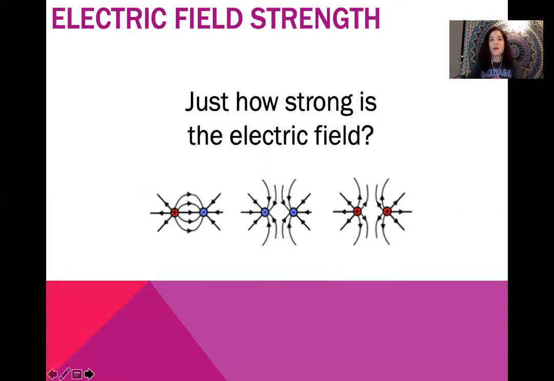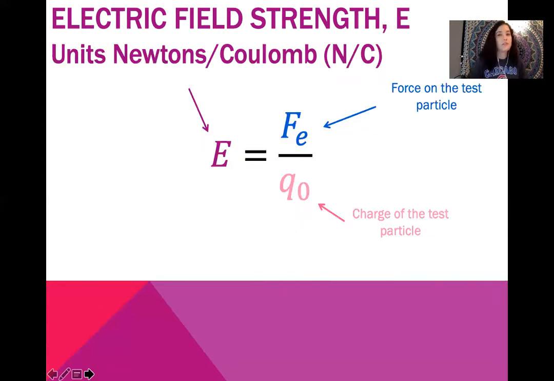So how strong is the electric field? There's a pretty straightforward calculation. Our electric field strength, which we use a capital E for, is measured in newtons per coulomb. So we take F sub E, which is the electric force on the test particle, and we divide it by the charge of the test particle. We give that Q sub naught to be the charge of the test particle as opposed to the charge of the object in question.